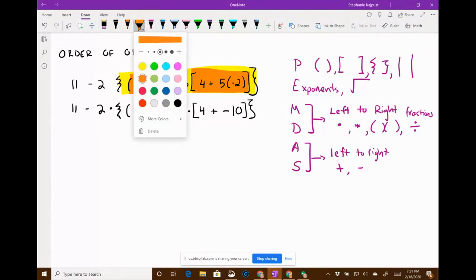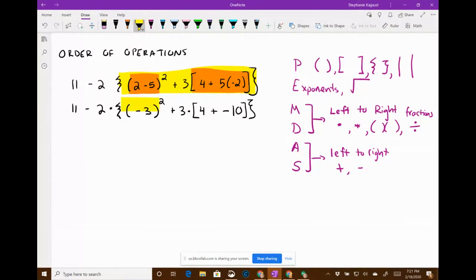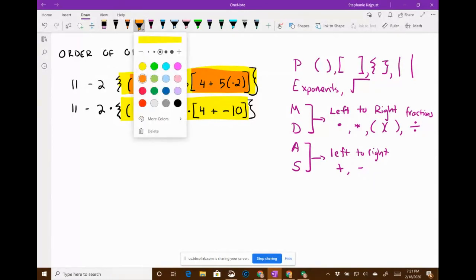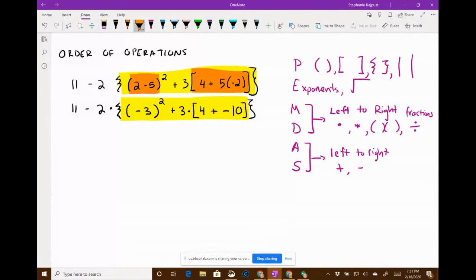So following my highlights and my groupings, I still have everything in yellow that I need to simplify. I've simplified essentially inside one of the orange things with the set of parentheses, but I can still simplify inside the brackets because I have something that I can do there. I can do that addition there. So I'm going to do that as the next step, because that's inside brackets, and we're trying to get rid of all of our grouping symbols.